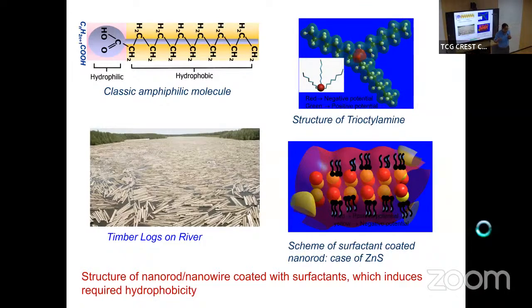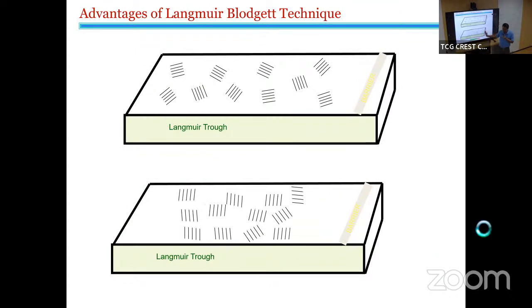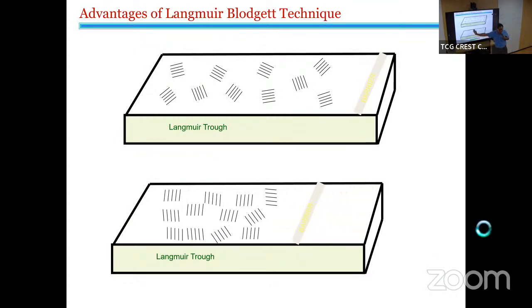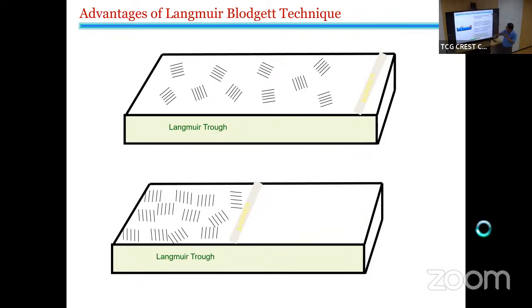But our nanomaterials are not amphiphilic. They are coated with some kind of ligands which are hydrophobic in nature. But still that works because it mimics a timber lock there. So it will just float at the water interface and one can do a very controlled compression of these one-dimensional nanomaterials at the water interface there.